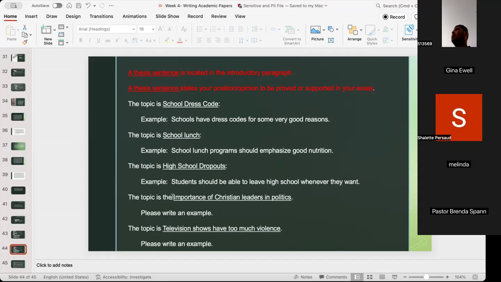So, a thesis statement for the importance of Christian leaders in politics. Can anyone come up with one? Do Christian politicians really follow the oracles of God? Okay, can you turn it into not a question? Because this is a thesis statement, and a thesis statement should not be a question.